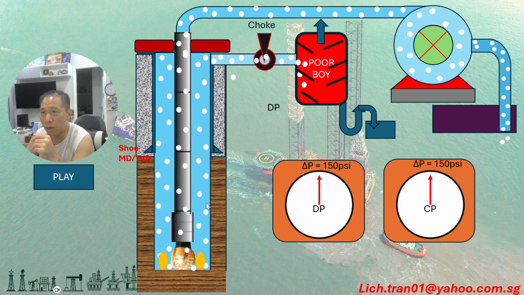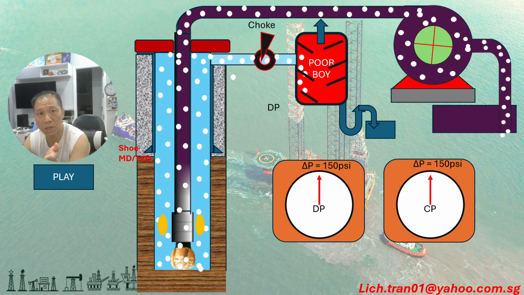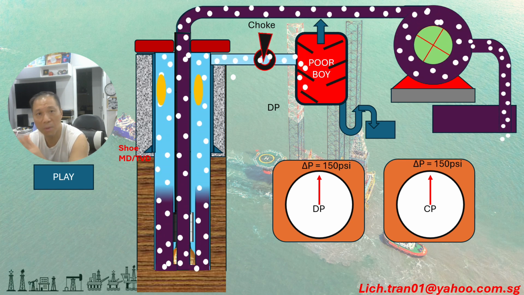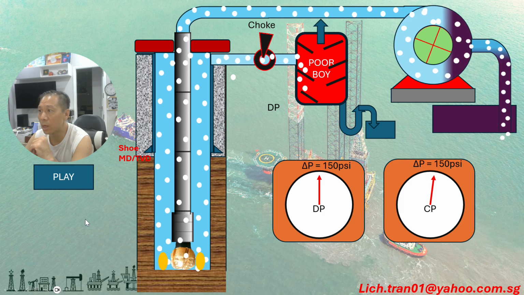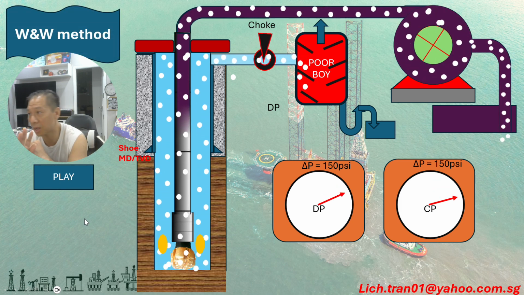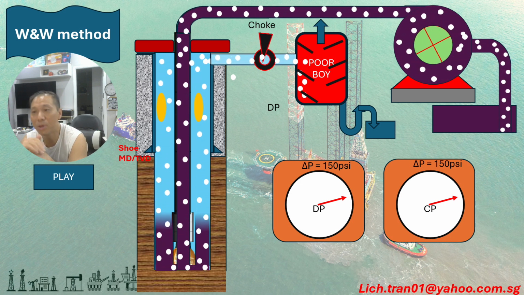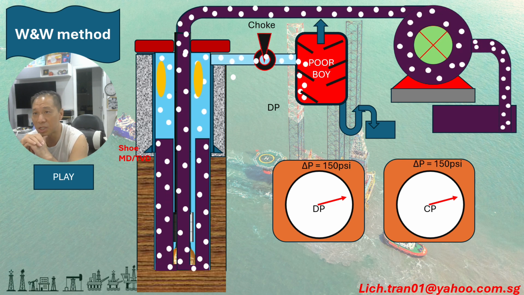They tell you in here whether you are in the driller's method, first circulation, second circulation, or you are in the weight and weight method. So does it matter? To me, it doesn't matter. But for the sake of visualization, I take the example of weight and weight method in this sample here, right? And you have the pressure gauge on the choke pressure increase first 150 psi, and then after a period of time you have the same increment on drill pipe pressure gauge. All right.